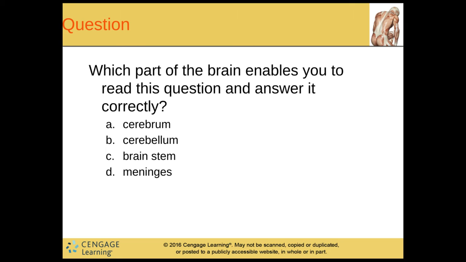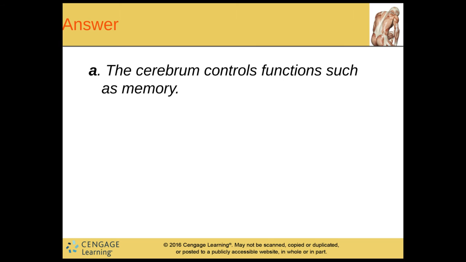So question, which part of the brain enables you to read this question and answer it correctly? What do you guys think? It's A, the cerebrum. It helps to control functions such as memory.